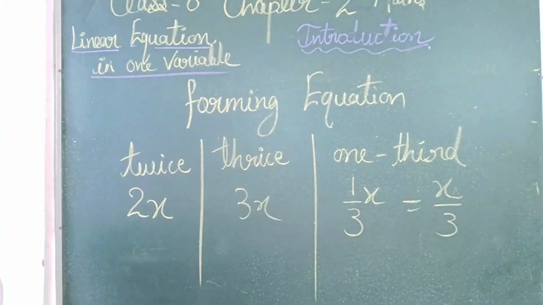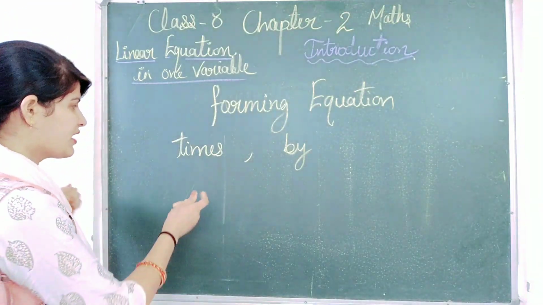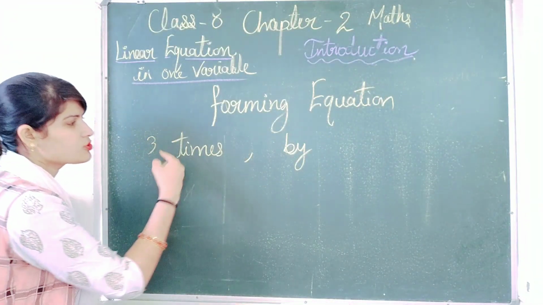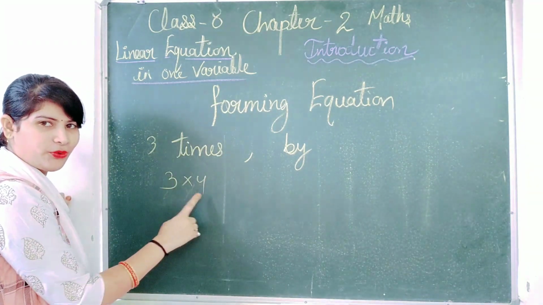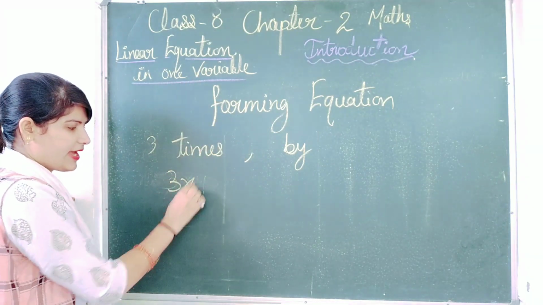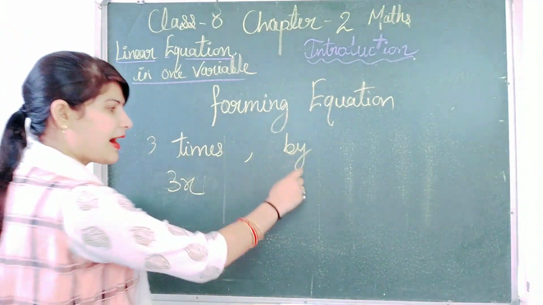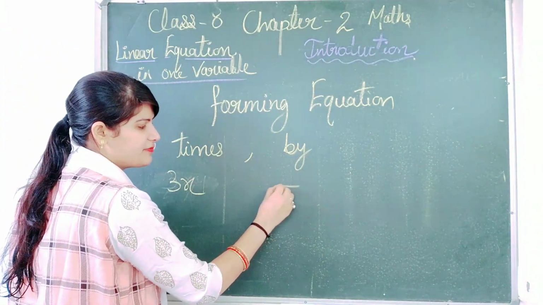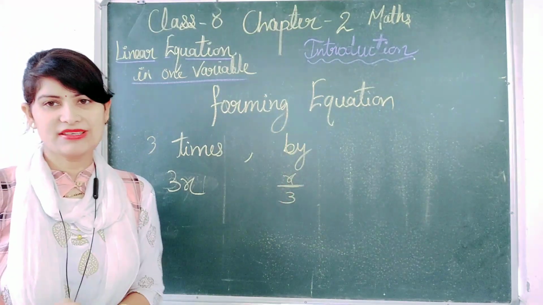Now there is also times. Times means multiplication. Like I am talking about 3 times of 4, so 3 into 4. I am talking about 3 times a number, so 3x means 3 into x. So times means multiply, and by means division, x upon 3. This is for division.